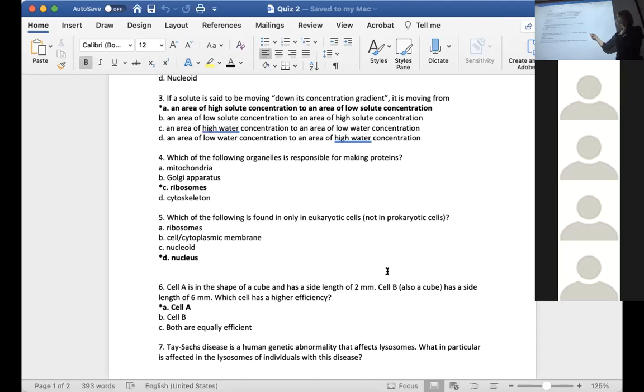Okay, and then this one is about the surface area to volume ratio, right? So which cell has a higher efficiency? Cell A, side length of 2 millimeters, cell B, a length of 6 millimeters. From that surface area to volume worksheet you guys did, hopefully you remember the bigger a cell gets, the less efficient it gets, basically. So the larger the side length is, the harder it is to get enough nutrients into that cell to actually support it. So smaller cells are going to be more efficient. That's cell A.